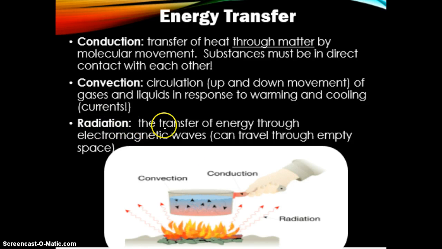And this is how the sun's light is getting to us, because it's moving through these electromagnetic waves. So this would be the stuff coming out from the fire. This can travel through space. The rest of them can't. So this is the only type of energy that you're going to find in space.